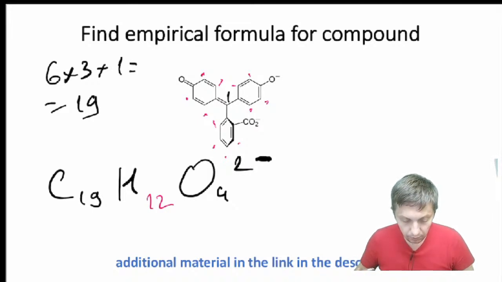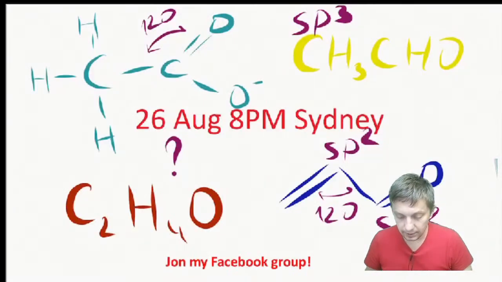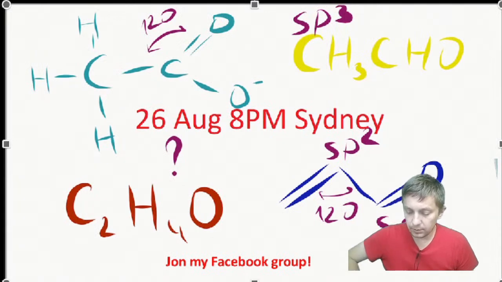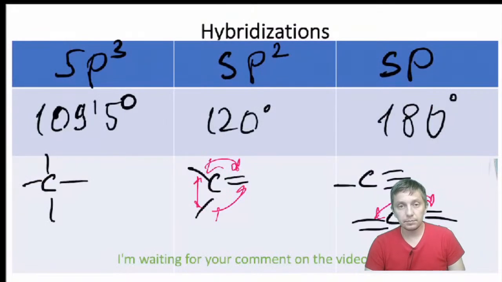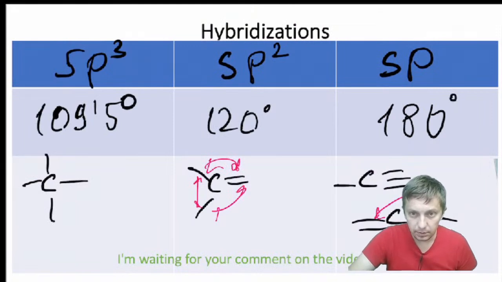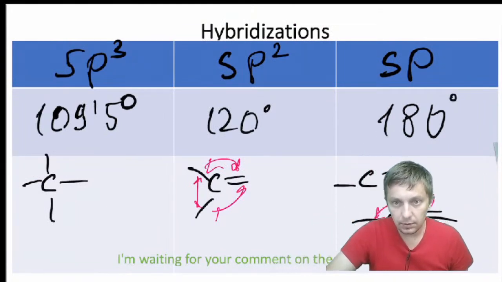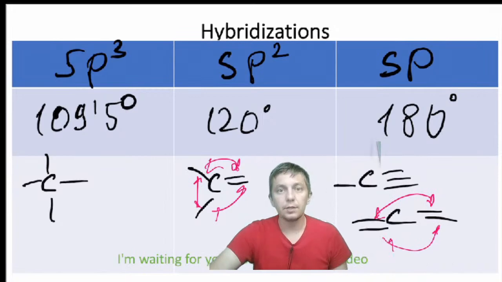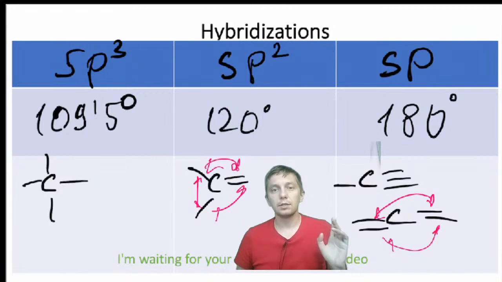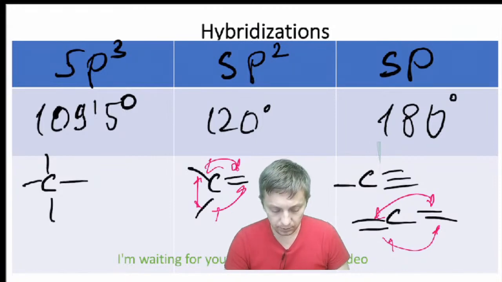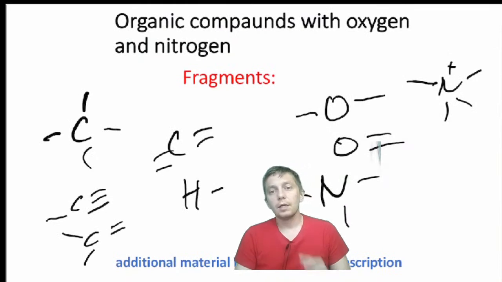So today we discussed compounds with oxygen and nitrogen. We discussed angles. What is most important? It's this table. You must just memorize it. If you memorize it, you can answer two types of questions: angles and hybridization, and fragments you can draw. And all available fragments for organic compounds are these.